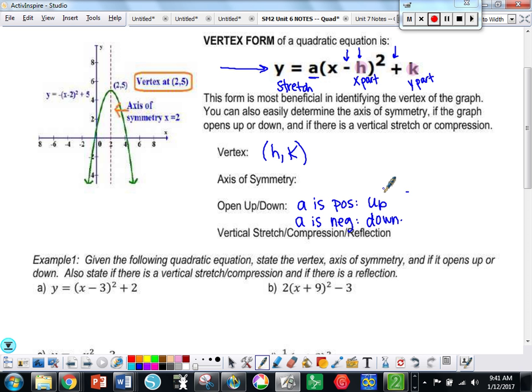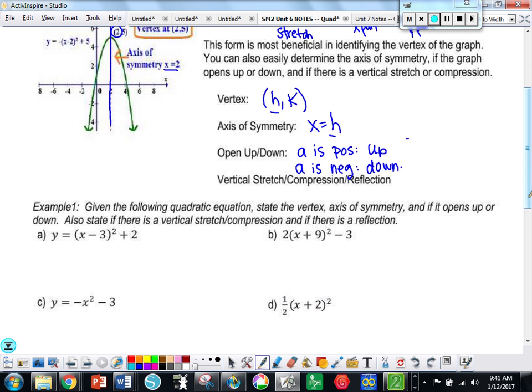Only H flips, yes. H is the only one that flips. Now the axis of symmetry, when you look at the example right here, the axis of symmetry is x equals 2 because it goes through 2, right? 2 is the x part of the vertex. So the axis of symmetry is going to be x equals whatever the H is, those will be the same.